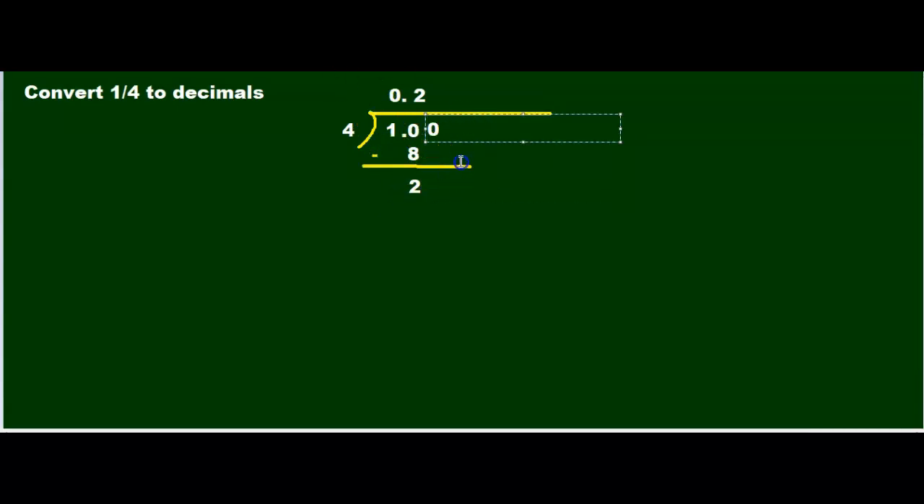We want to continue. I'm going to put another 0 there, and I'm going to bring down my 0. So that gives me 20. And then 4 goes into 20 5 times, because 5 times 4 gives me 20. 20 minus 20 gives me no remainder. So 1 over 4 converted to decimals gives me 0.25.